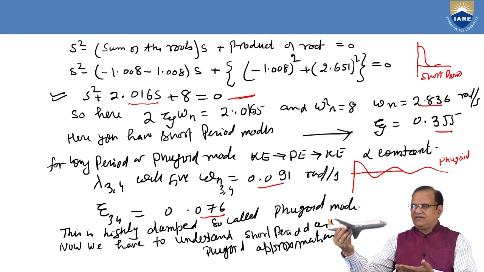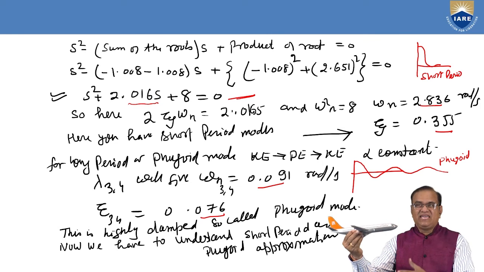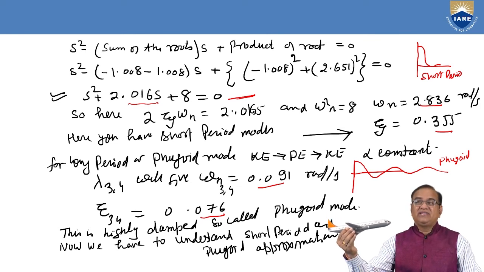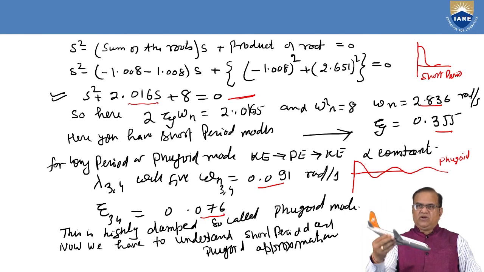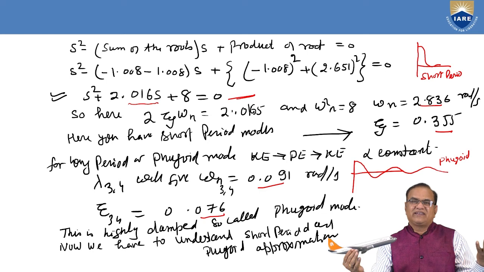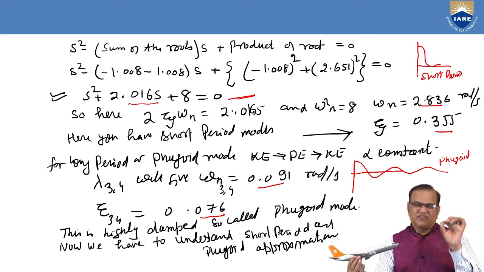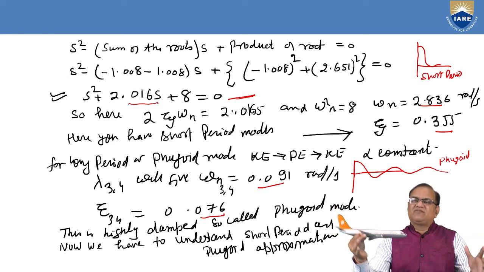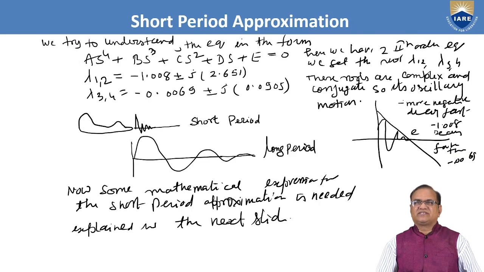So if you see here, what is the short period? If it is disturbed, it is like this. In the short period, omega n is high and zeta is also high. But in the Phugoid mode, it goes like this, slowly. After some time, maybe 5 seconds or 10 seconds, it will come. But in the short period, within a fraction of a second, it will vibrate and come to its equilibrium position. So that is the difference between these two conditions.